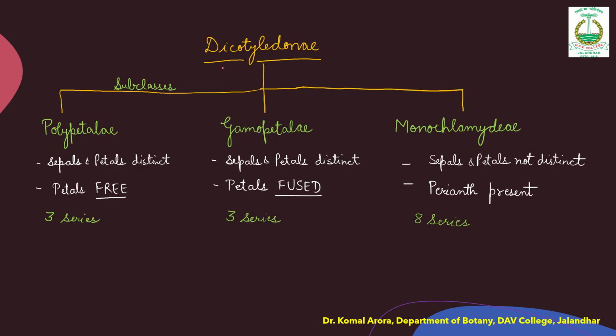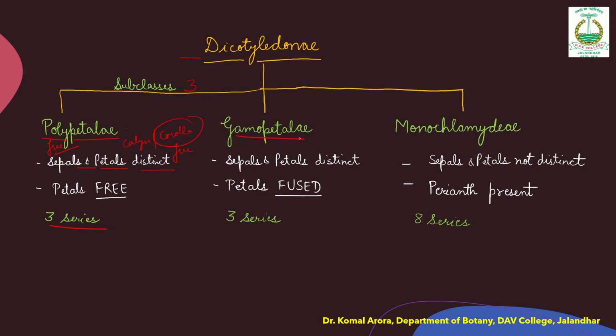Now coming to the detailed classification of angiosperms, class dicotyledony was further divided into 3 subclasses depending upon whether the calyx and corolla are distinct whorls or on the basis of the fusion of petals. So polypetalae means petals are free and sepals and petals are distinct, means you will observe in the flower separate calyx and corolla, and in corolla the petals will be free. Then you keep those flowers under polypetalae. This includes 3 series that we'll discuss in detail in the next slide.